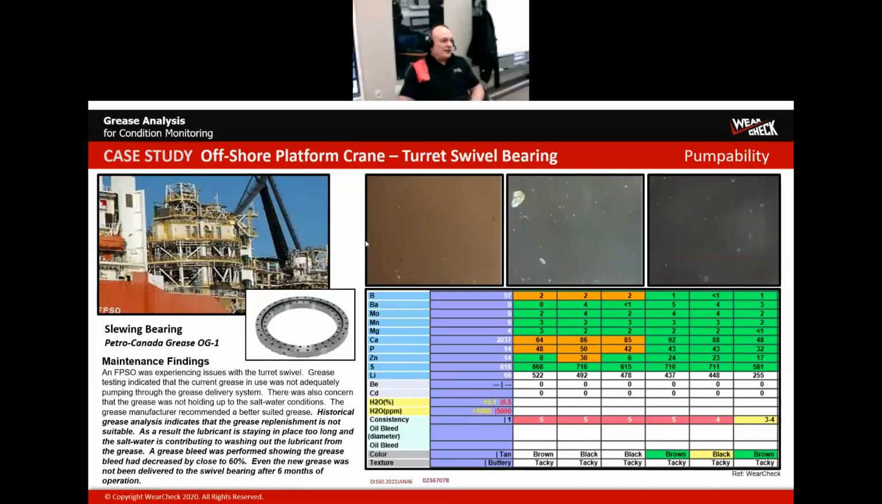So there's obviously exposure to seawater, and our concern was that this grease was not staying in these swivel bearings, was in fact being washed out. The historical results were actually from a different grease, and so the customer decided to change to a grease that was more water resistant in the case of this.